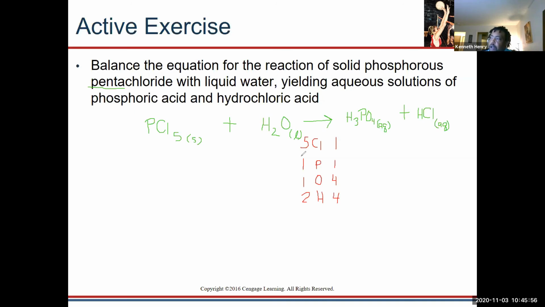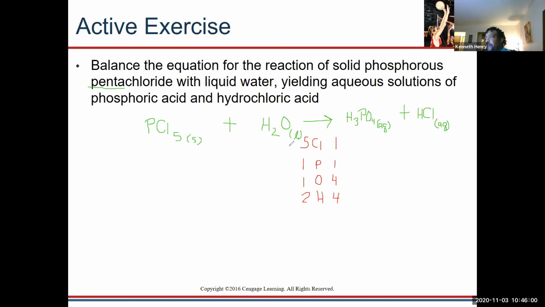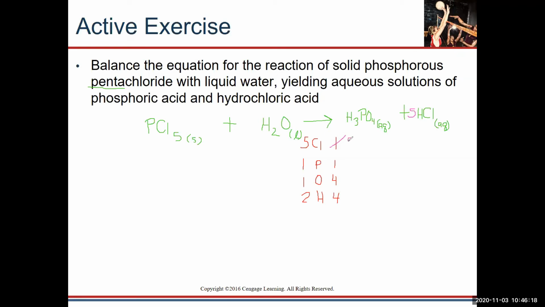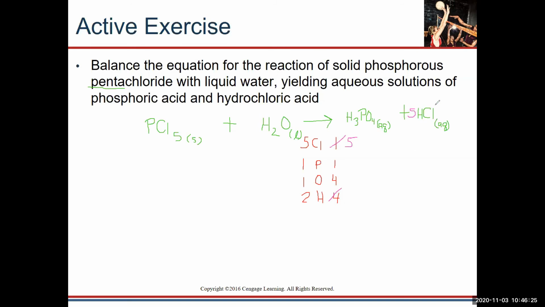Let's start with the chlorine. So where do I need to put it? And what number do I need to put? 5 in front of HCl. Okay. So I have 5 in front of HCl. So now how many chlorines do I have? 5. And how many hydrogens do I have now? 5 plus 3, 8.